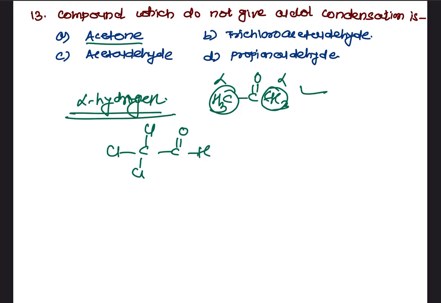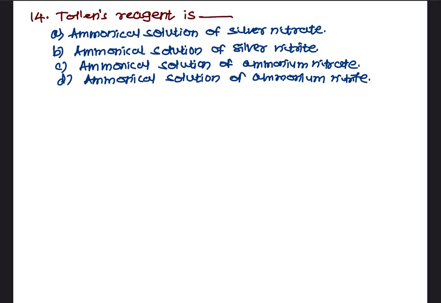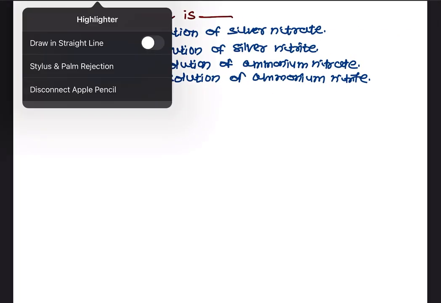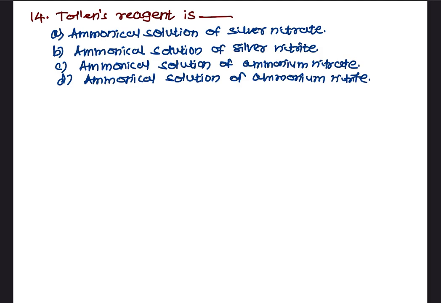So in this compound, with respect to this carbonyl, this carbon is the alpha carbon, but on the alpha carbon all are chlorine atoms, there is no alpha hydrogen atom. So the answer is trichloroacetaldehyde. This compound does not give aldol condensation. 14. Tollens reagent is very simple, ammonical solution of silver nitrate.